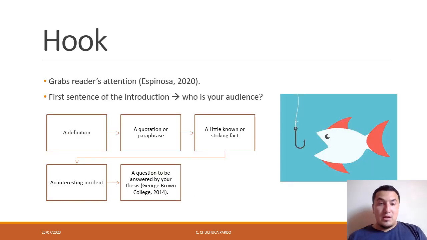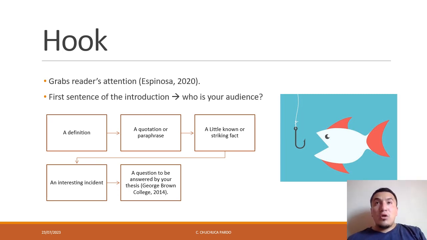Let's talk about the hook. The main function of the hook is to grab readers' attention, according to Spinoza. This hook is going to be the first sentence in the introduction paragraph, okay? But you have to focus on who your audience is. Is your audience an adult public? Is your audience a children's public? Are you going to talk about or for poor people, for rich people? You have to focus on which kind of people you are going to talk to, okay?